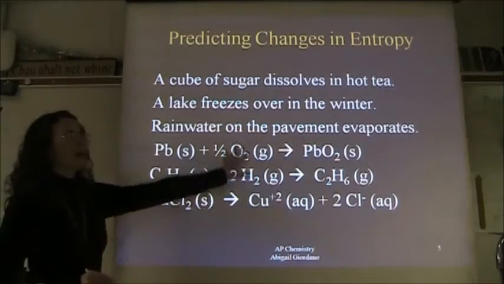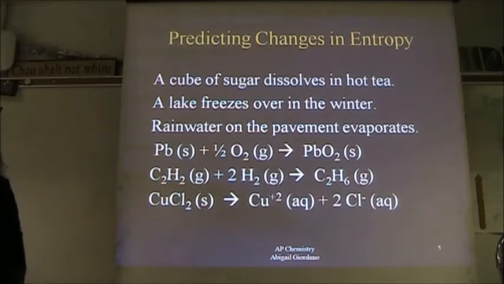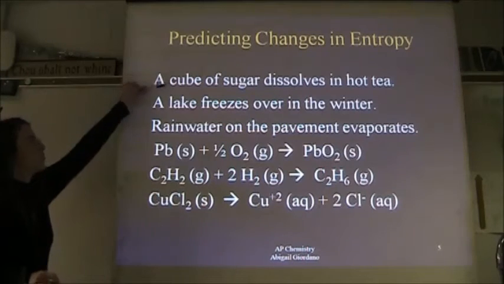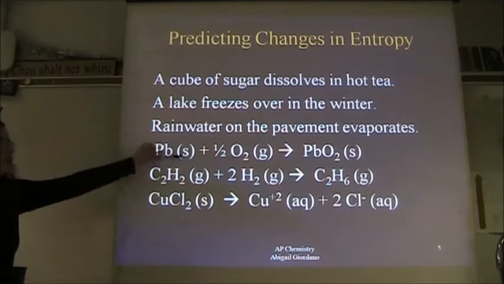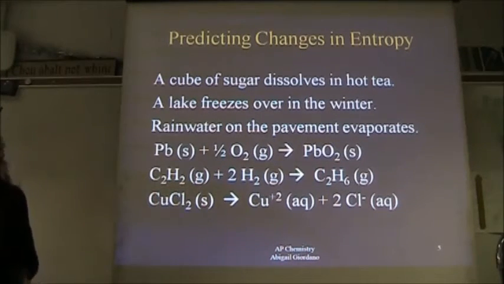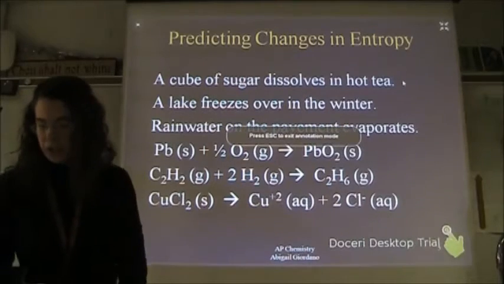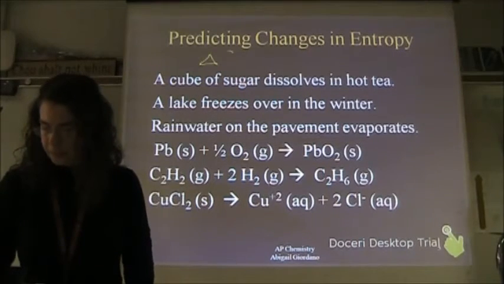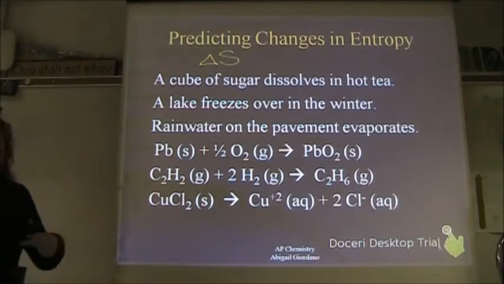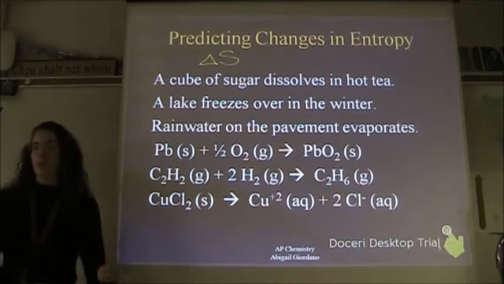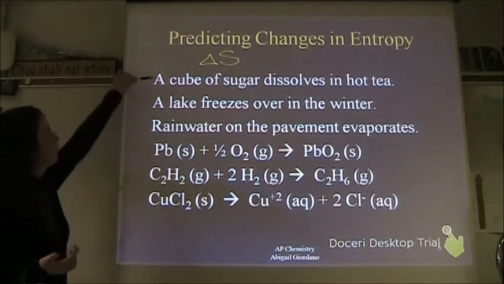But the first thing that I'm going to ask you to do, and you'll see this a lot in multiple choice, is you'll be given some real life situations, you'll be given some chemical reactions, and you are supposed to predict what is happening to the entropy. Is it increasing? Is it decreasing? Okay, and we're going to do these together. And let me just kind of walk you through the thought process. Okay? Let's look at this first situation.